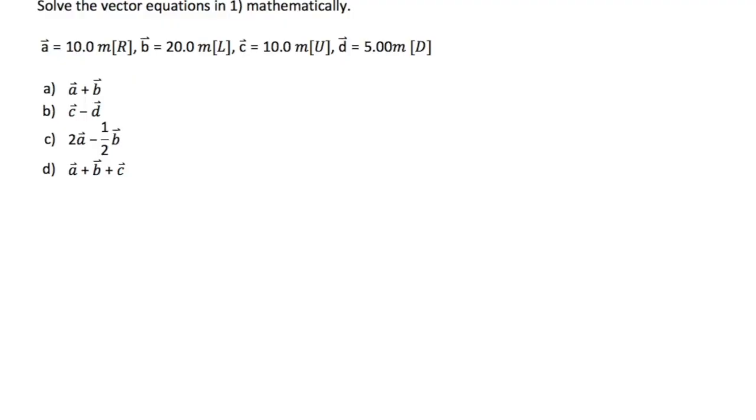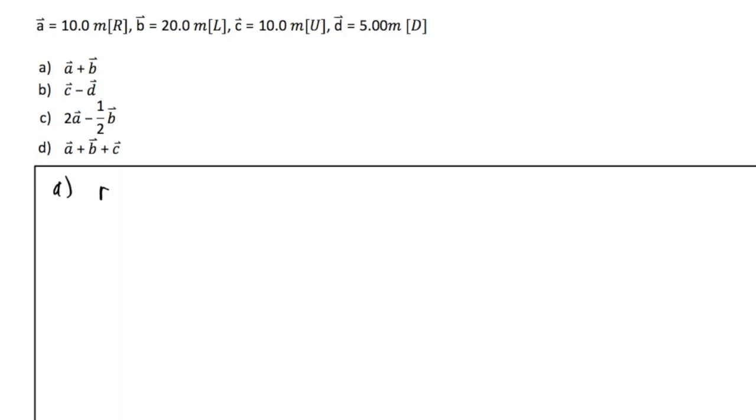Question 2, we're asked to solve the vector equations in one mathematically. So we're not going to draw it, we're simply just going to solve it. Now, reminder, there are separate rules for collinear versus non-collinear vectors. Let's start off with part A. Part A, we're looking for the resultant of vector A plus vector B.